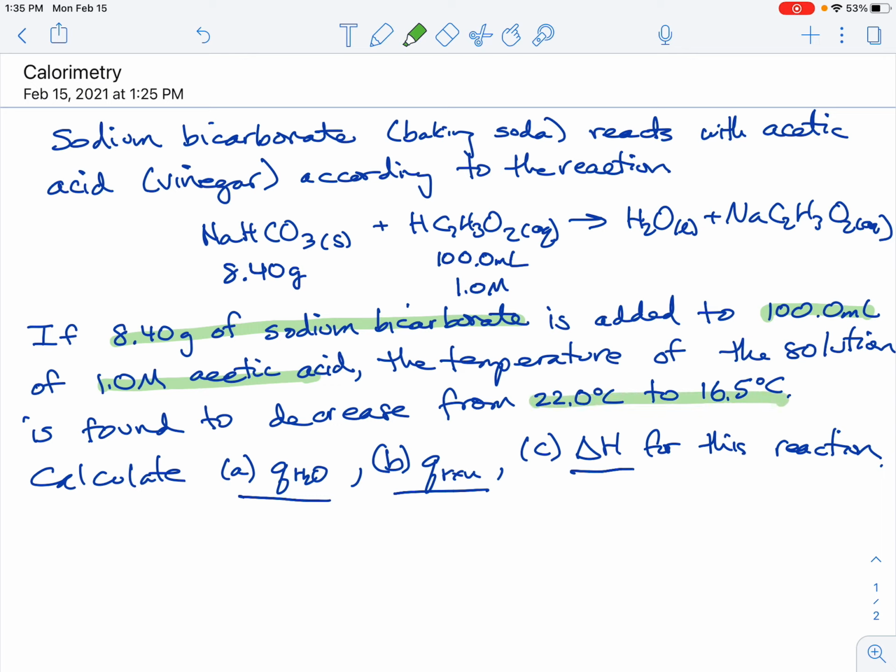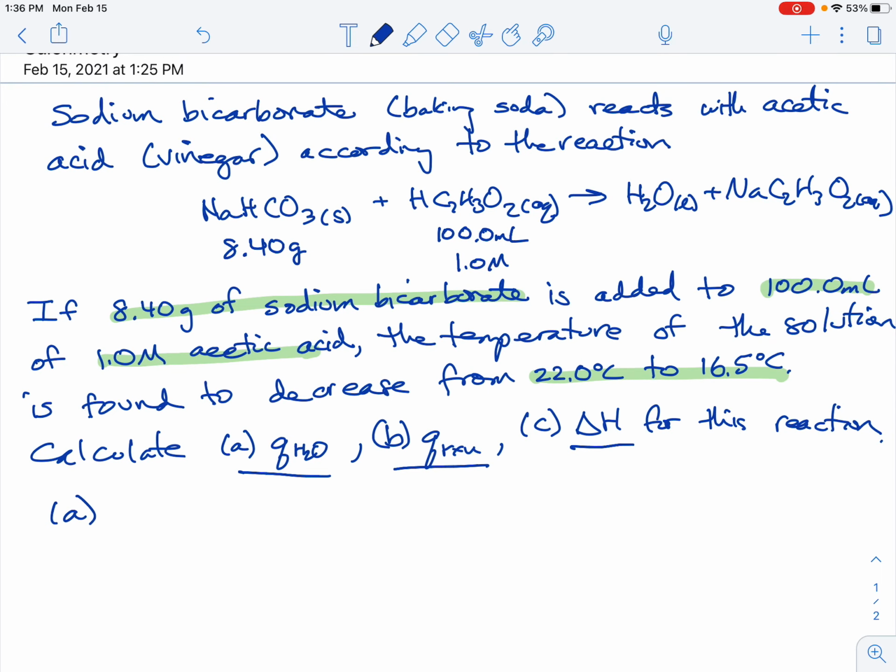All right, so the first thing we have to do is calculate the Q for the water. So remember that whenever you're calculating Q, we're going to use the equation Q equals Cm delta T. C is the heat capacity, M is the mass, delta T is the change in temperature. One thing that's important to remember here is that delta T is always the T final minus the T initial. So that's going to become important here in just a minute.